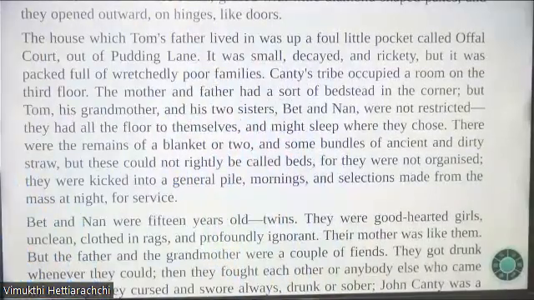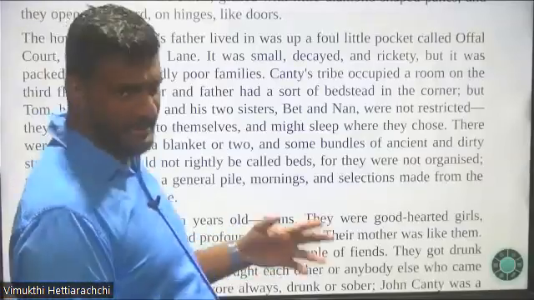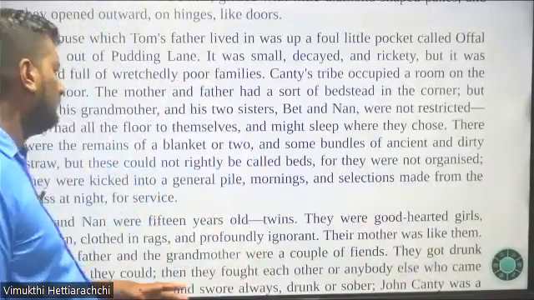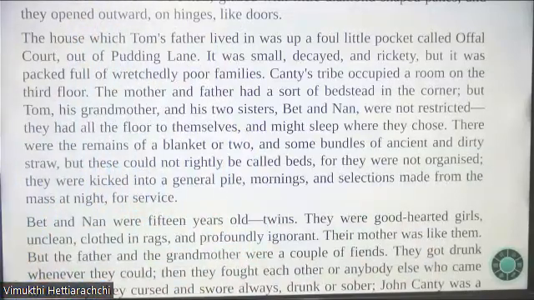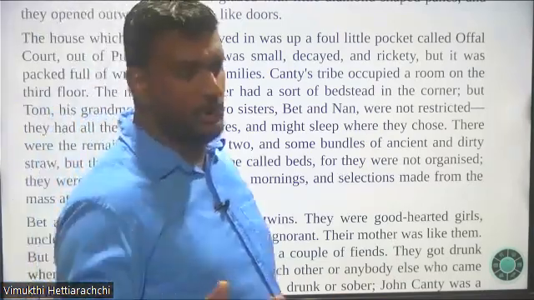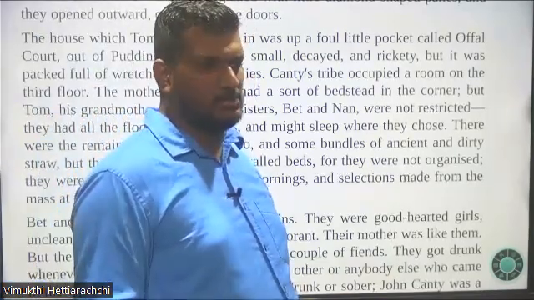So Canty's tribe occupied a room on the 3rd floor. The mother and father had a sort of bedstead in the corner. But Tom, his grandmother, and his 2 sisters, Bet and Nan, were not restricted. They had all the floor to themselves and might sleep where they chose, right? So beds were only given to mother and father. All the other family members, including Tom, his 2 sisters and grandmother, all 4 have to sleep on the ground. They were not given even a blanket, right? So this is the scenario.